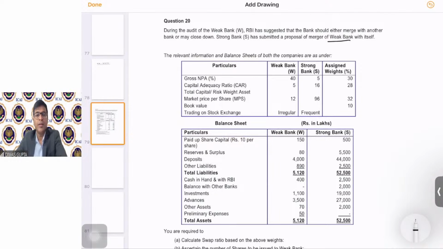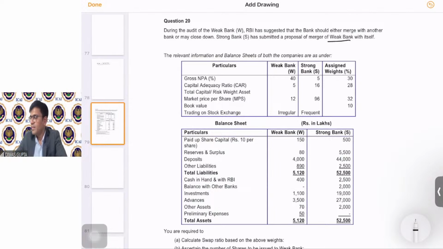NPA is understood. Then the second ratio is capital adequacy ratio. So students, capital adequacy ratio is another ratio which is actually a positive ratio. Higher it is, better it is. Lower it is, worse it is. So capital adequacy ratio denotes how much adequate capital you are holding, right?